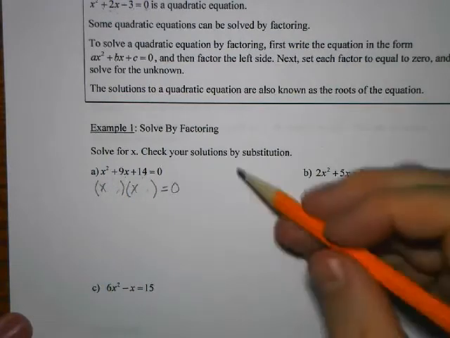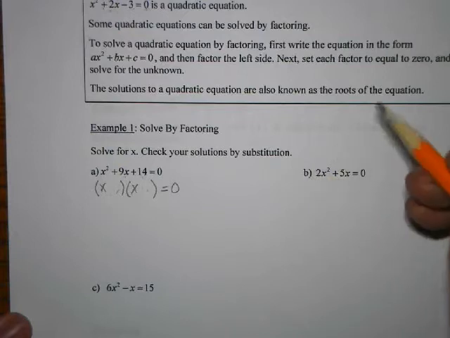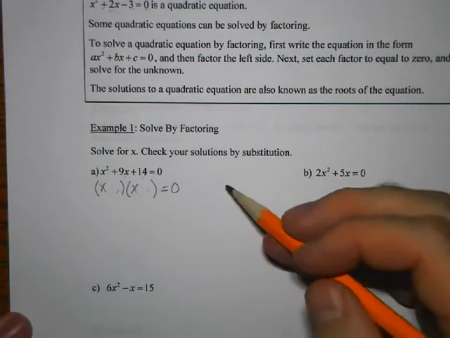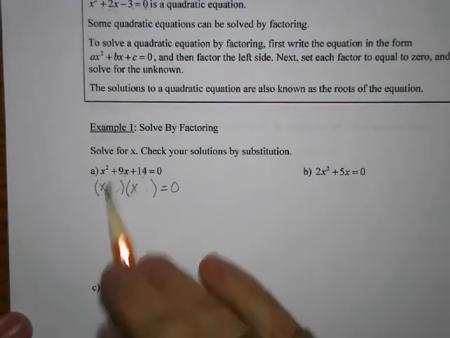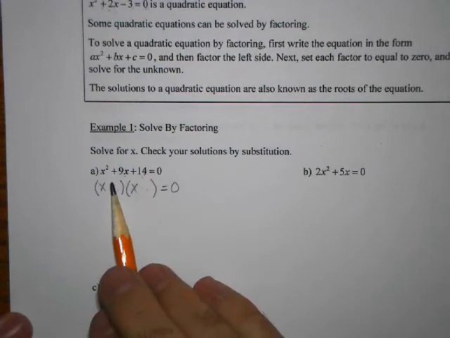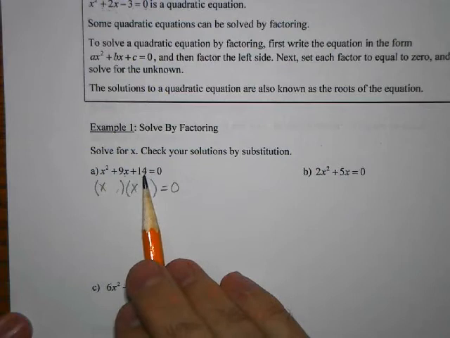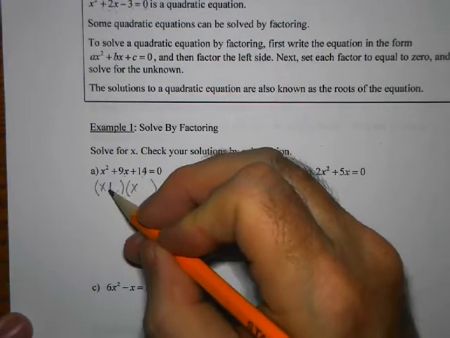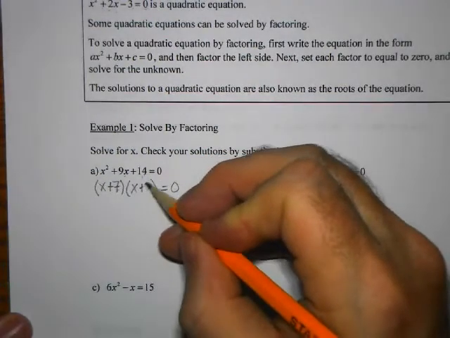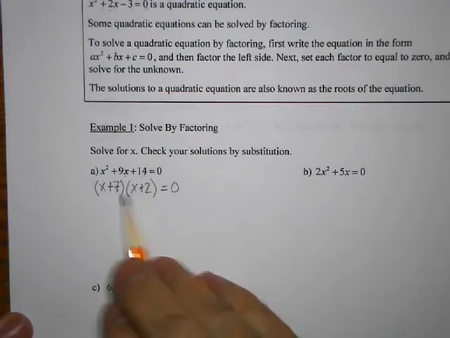And I'm not going to go through and do a lot of factoring work in this example. I'm assuming you know how to factor. And a lot of these you could do in your head anyways. So I know that 7 and 2 multiply to 14 and add to 9. So plus 7 and plus 2 go in the brackets. So I have my 2 factors.